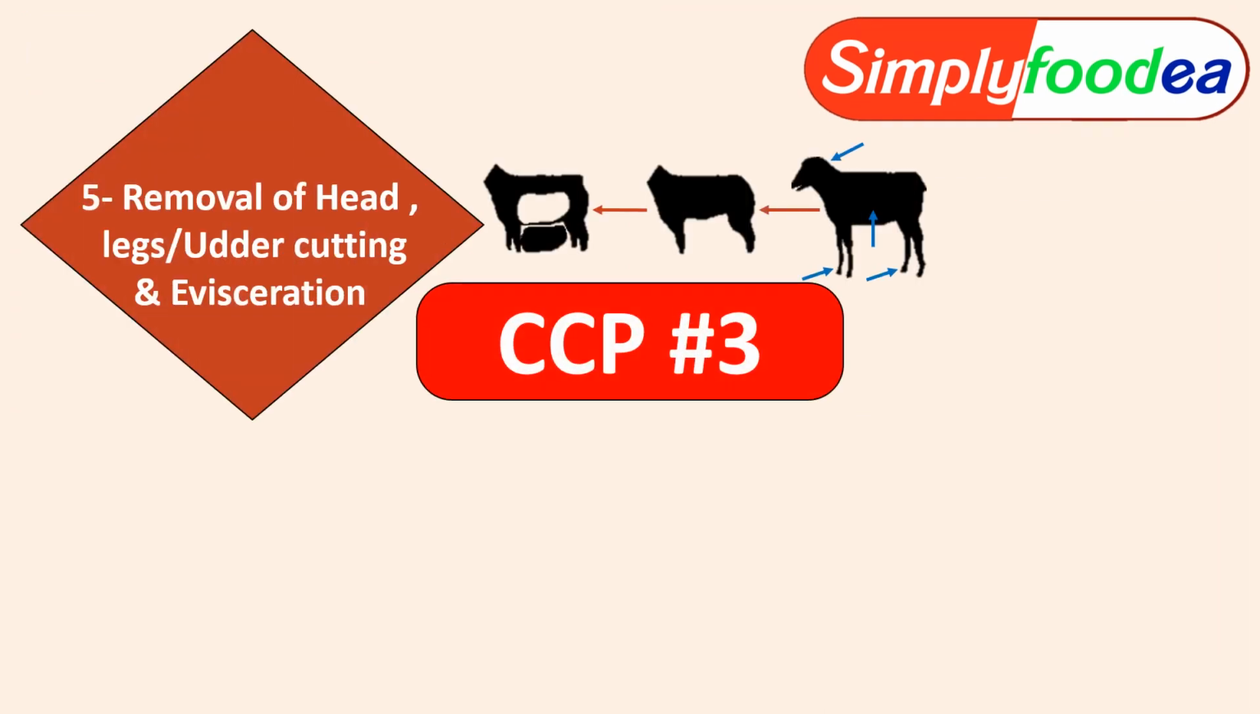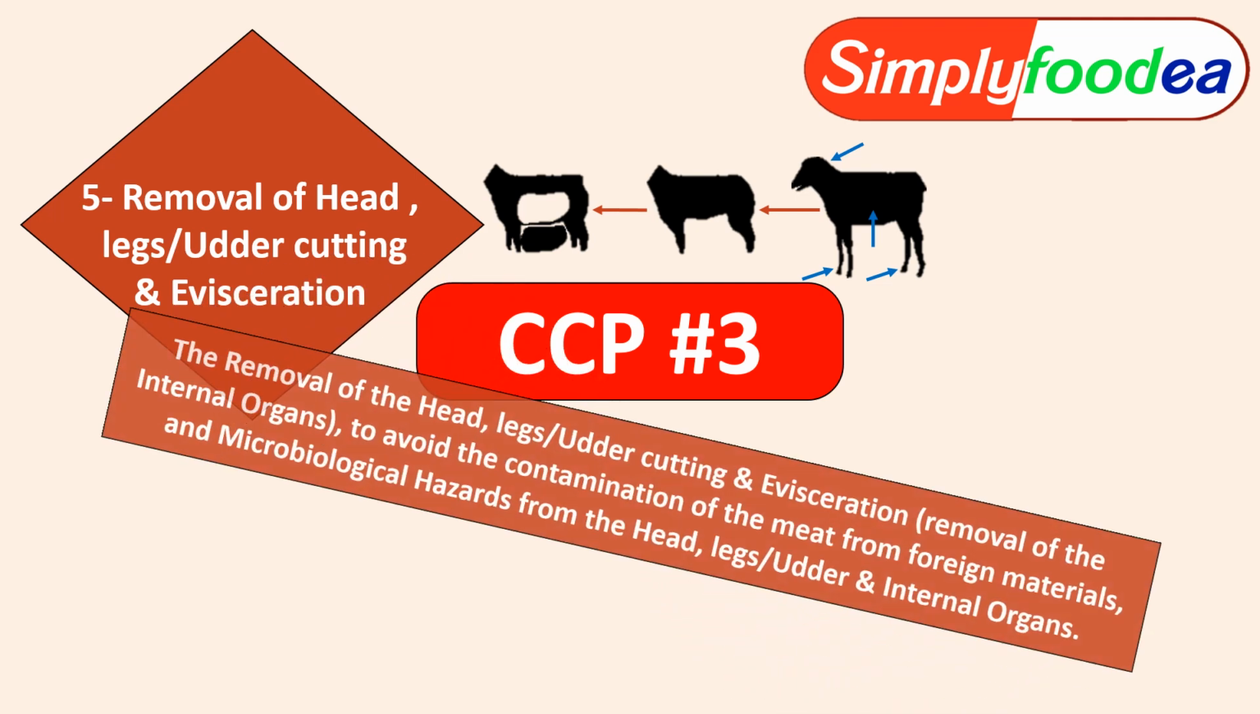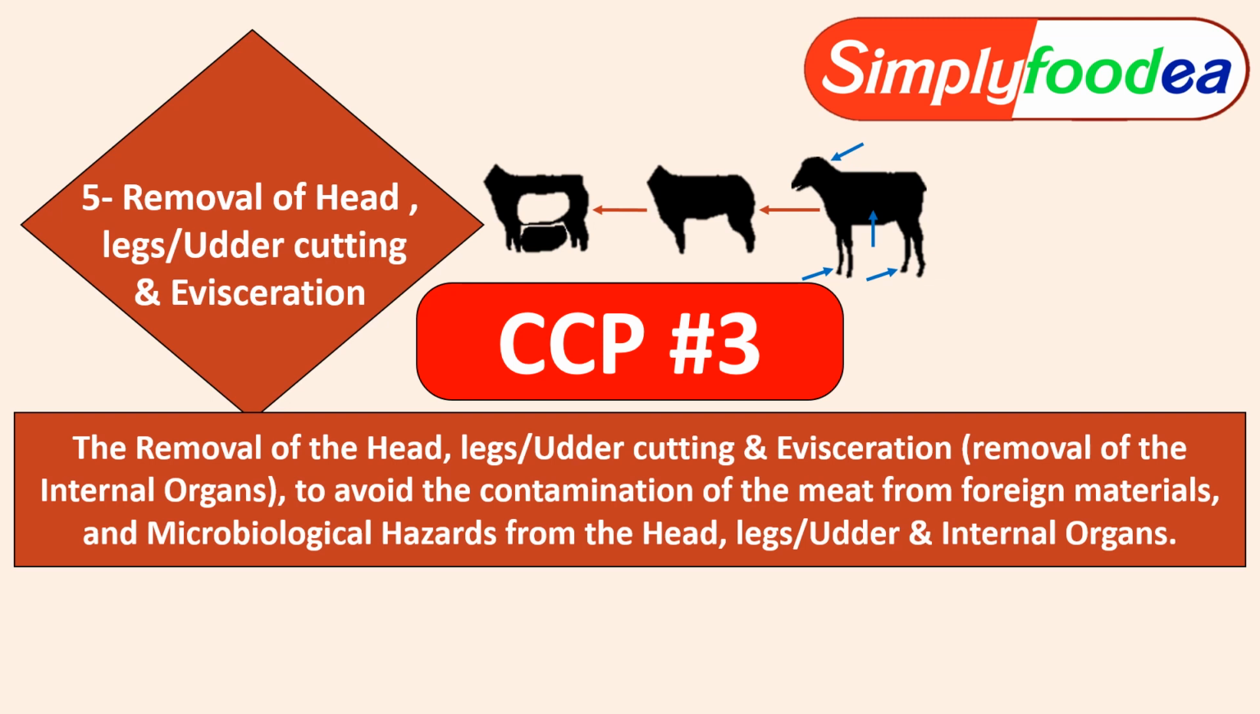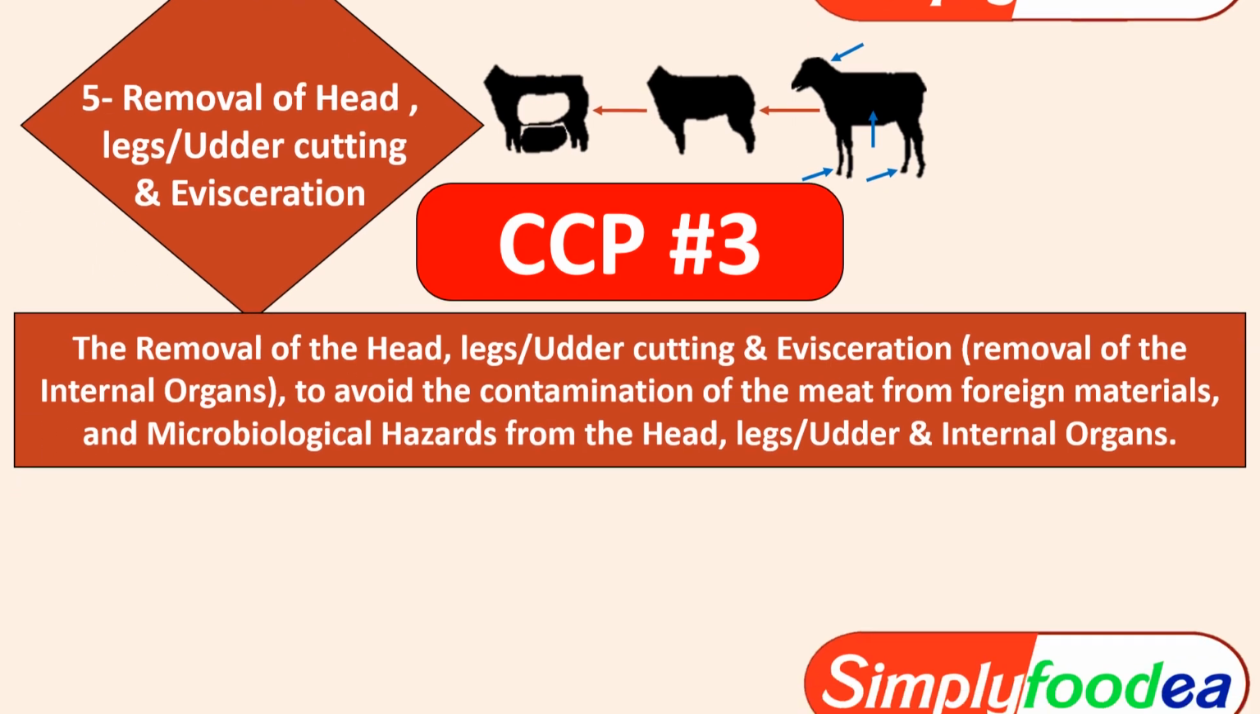The selected CCP number 3 is the removal of head, legs, other cutting and evisceration of the internal organs. The removal of the head or the legs or the other cutting and evisceration, which is removal of the internal organs, is to avoid the contamination of the meat from foreign materials in these organs and microbiological hazards from the head, legs, other parts and internal organs. So the removal of these parts is very critical to the lamb and mutton industry.